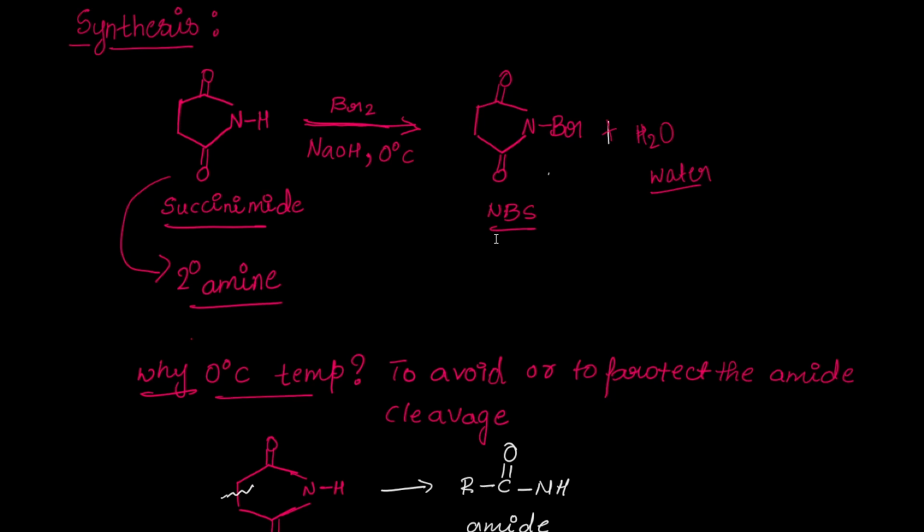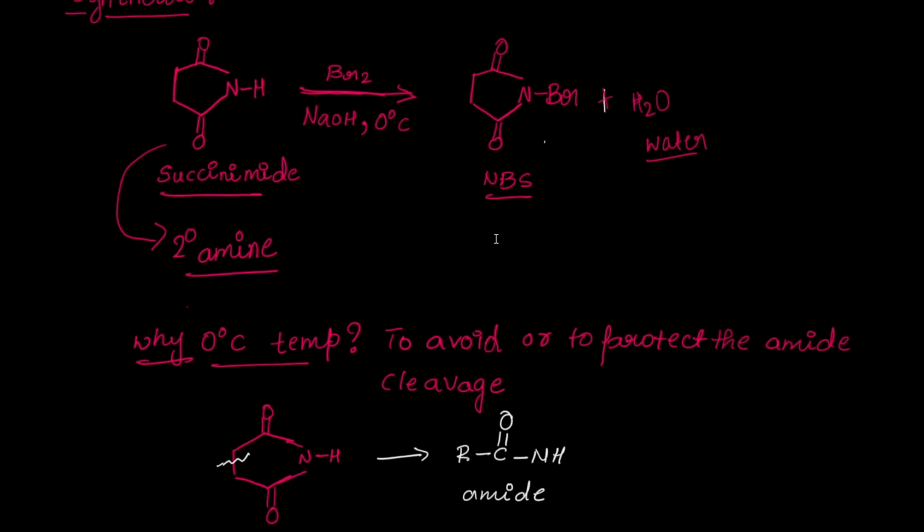Now NBS can be prepared from succinimide and bromine in the presence of sodium hydroxide solution, and what we obtain is a white crystalline precipitate called NBS. During this synthesis, the temperature has to be maintained at zero degrees.